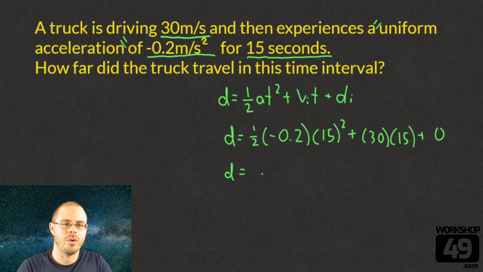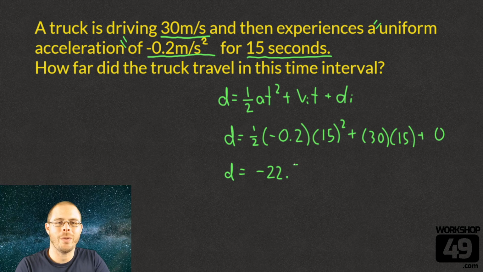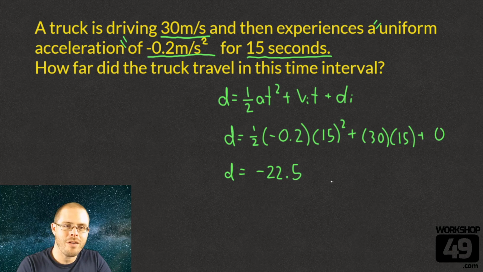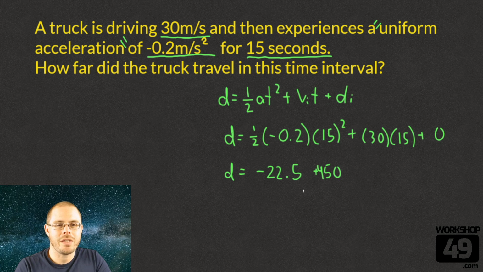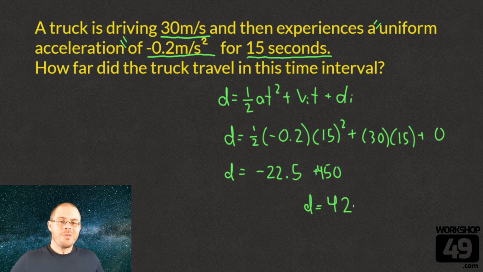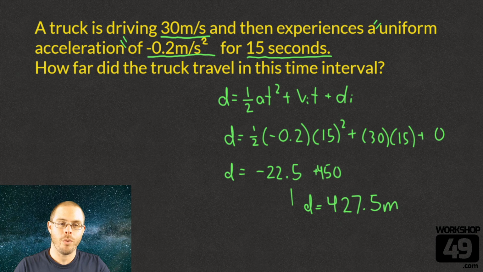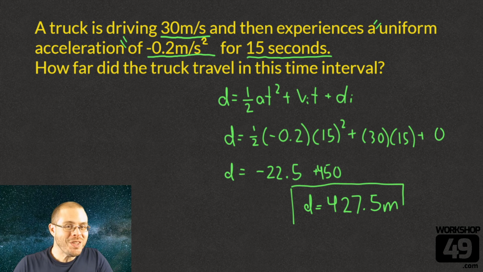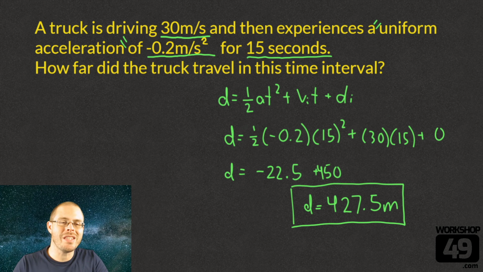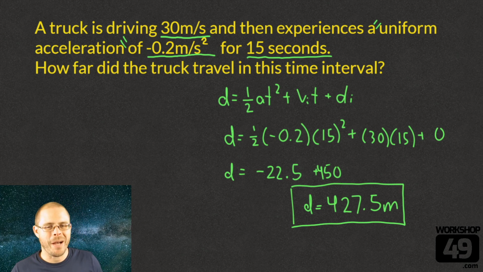We'll do it in 2 steps. We'll do that first whole chunk in the calculator, and we get negative 22.5. And then we do the 30 times 15, and we get plus 450. The 0 disappears. We add those together, and we get that the distance equals 427.5 meters. You can do this in one equation, one step, if you use this kinematics equation instead of trying to find the average velocity first. One step.